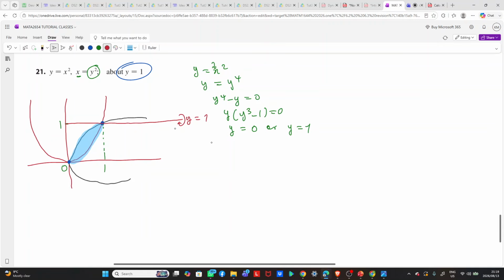So what is it going to be now? If we're rotating about this line, obviously we need to use the washer method, right? The axis of revolution, or line of rotation, is this one, and the surface is that one. Do we have a gap between these two things? Yes, the gap that I'm talking about is this one.